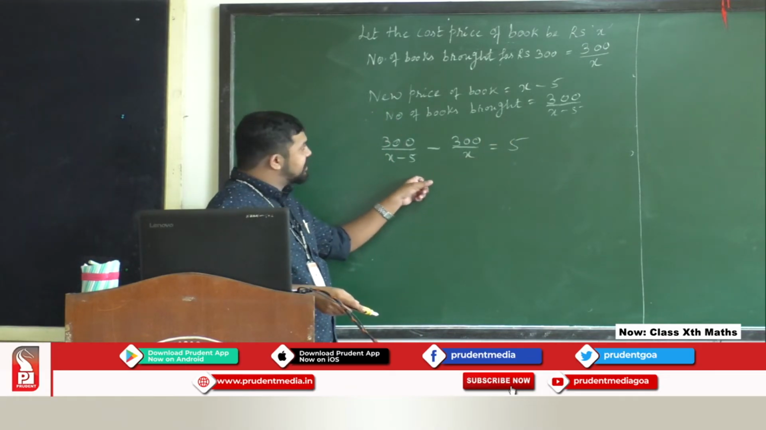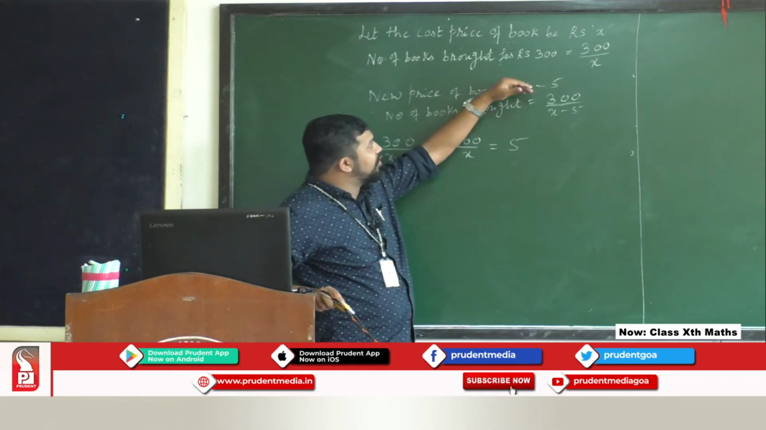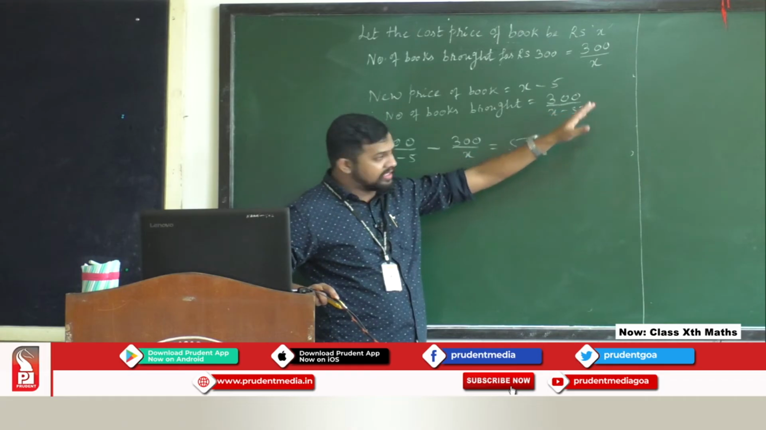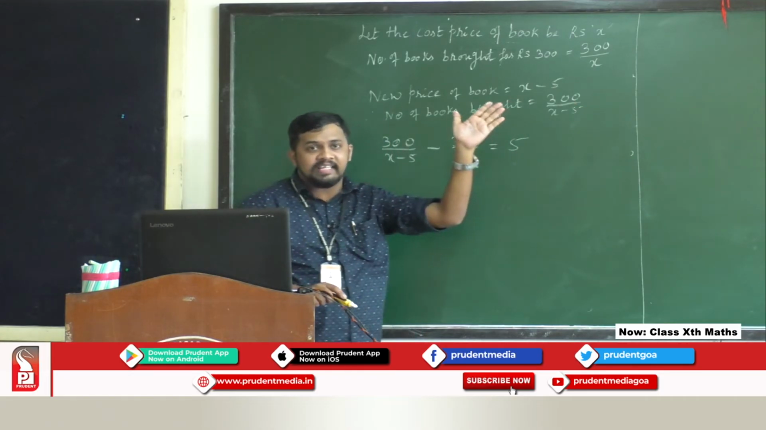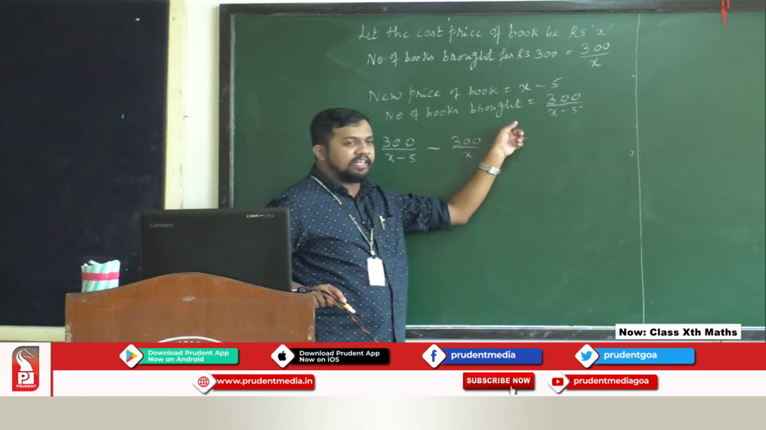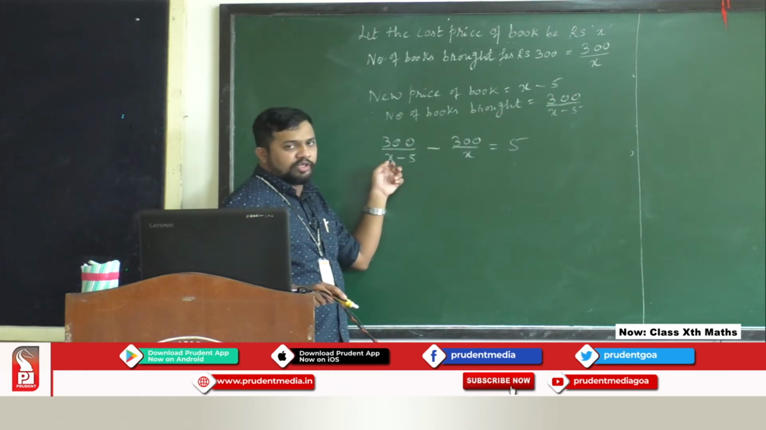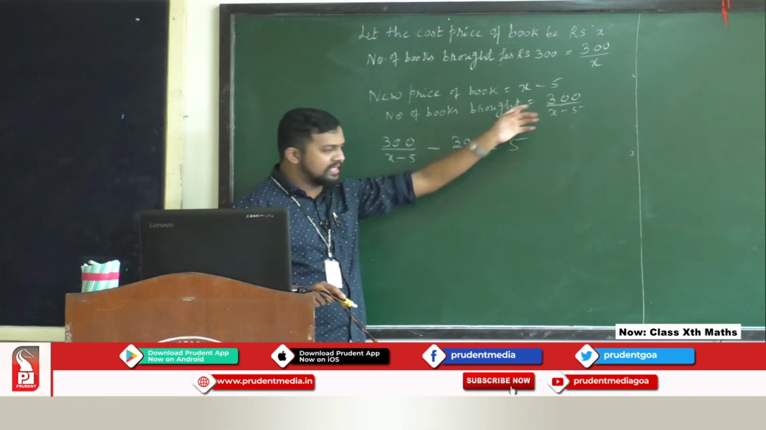Is the concept I said clear? I said the price of the book was x. For 300, you can buy 300 by x. Now the price is reduced, means the price is decreasing, less. Obviously, books will be more. So this quantity will be more, and more means positive. Obviously, the first quantity will be less, negative.